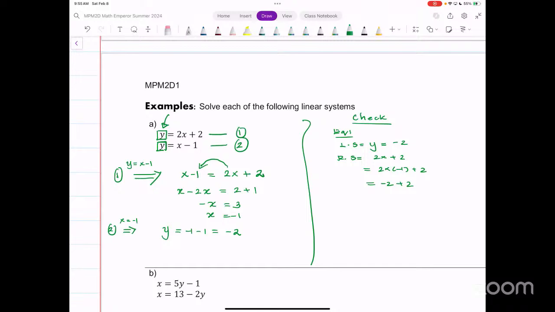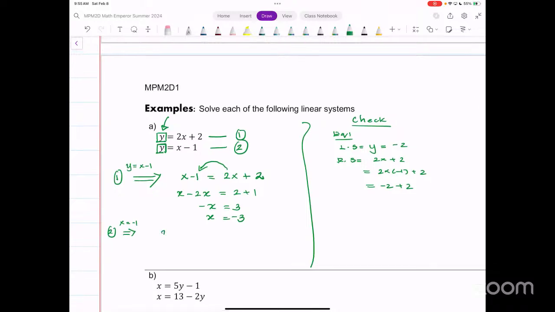So I got x is equal to, oh yeah, x is equal to minus 3. No one say anything, that was a mistake. x equal to minus 3. No one didn't say anything. Thank you. So if I substitute there, y is equal to minus 3 minus 1, which is minus 4.